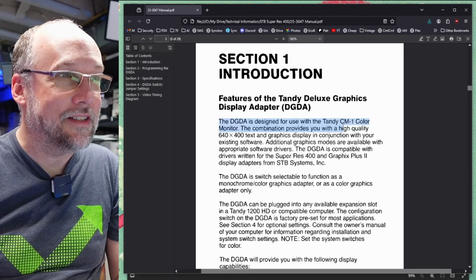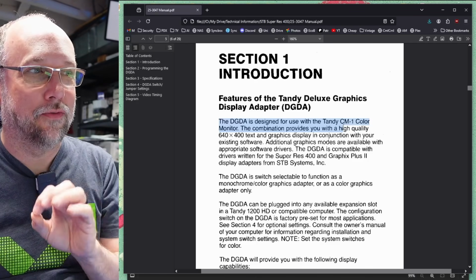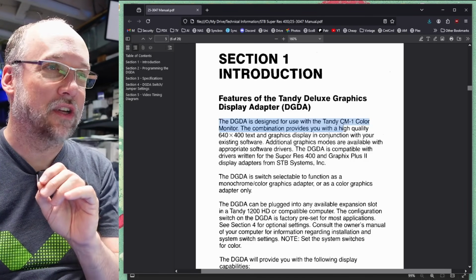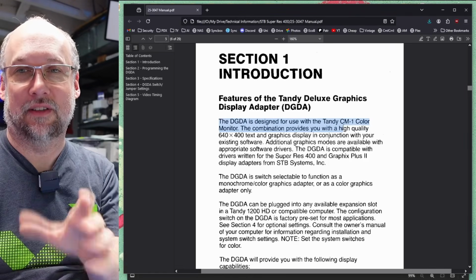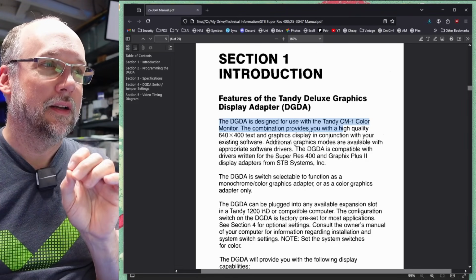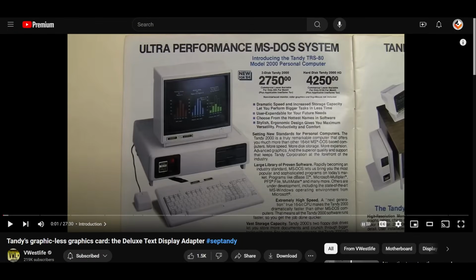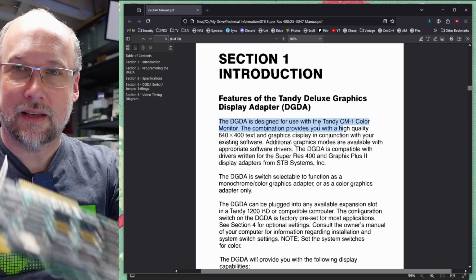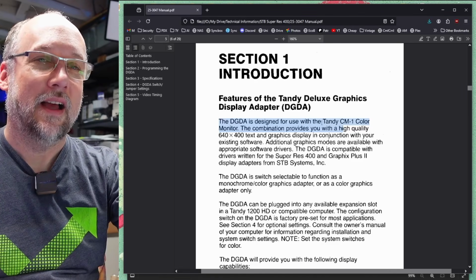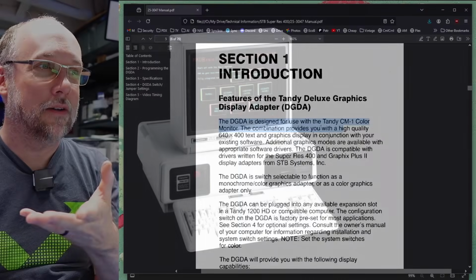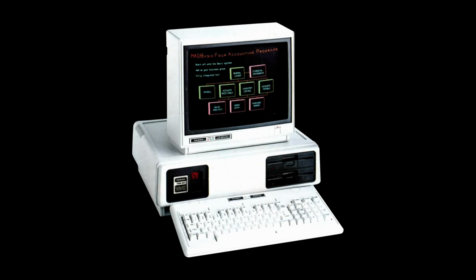The STB card was not designed with that monitor in mind because there were other 400 line monitors out there, not to mention multi-frequency monitors you could plug into this and have them work as well. But definitely Tandy's CM1 monitor, which you may have heard of recently in V Westlife's video, was a monitor that was absolutely compatible with this card, and it allowed you to keep using it beyond its original use case, which was with the Tandy 2000.